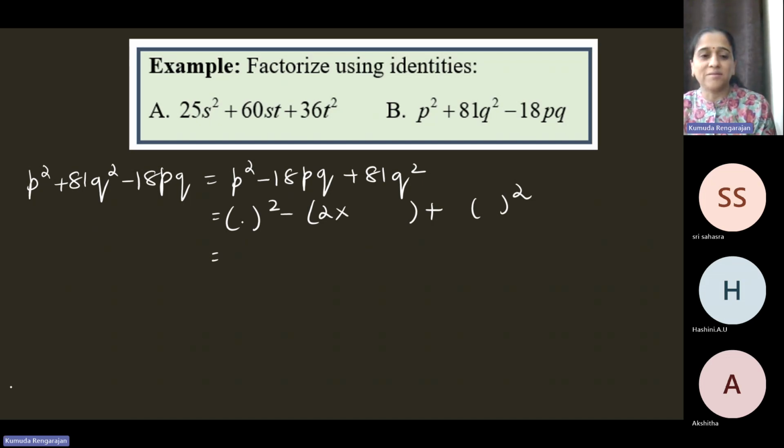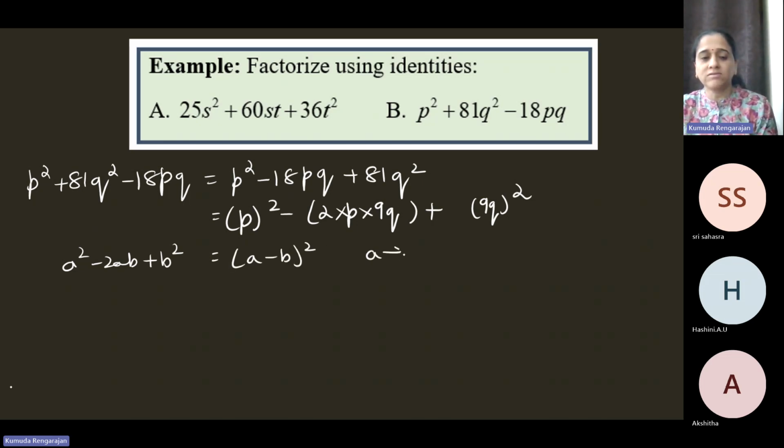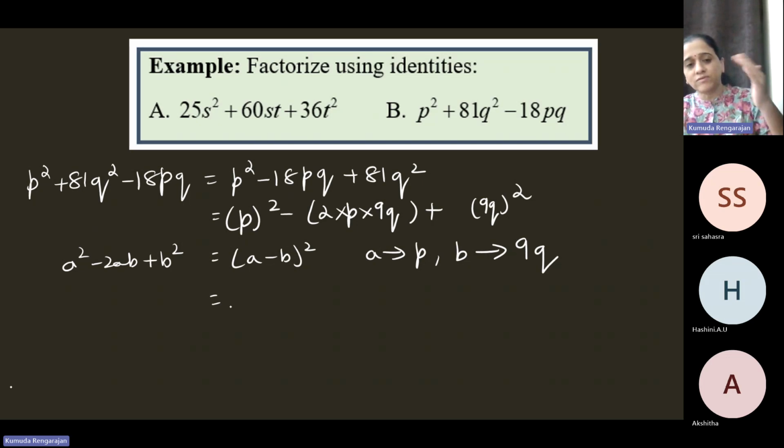Right? So p and 9q, p into 9q. When you multiply 2 into p, 2p into 9q, 18pq. So this is of the form a squared minus 2ab plus b squared, which can be written as a minus b the whole squared, where a is p and b is 9q. So the answer is, because it's of the form a squared minus 2ab plus b squared, a minus b the whole square, p minus 9q the whole square. Correct?